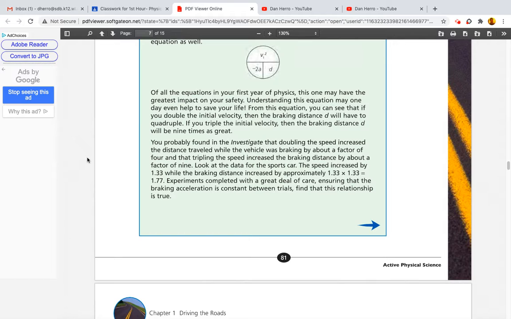You probably found in the investigate that doubling the speed increased the distance traveled while the vehicle was braking by about a factor of 4, and that tripling the speed increased the braking distance by about a factor of 9. Look at the data for the sports car. The speed increased by 1.33, while the braking distance increased by approximately 1.33 times 1.33 equals 1.77. Experiments completed with a great deal of care, ensuring that the braking acceleration is constant between trials, find that this relationship is true.